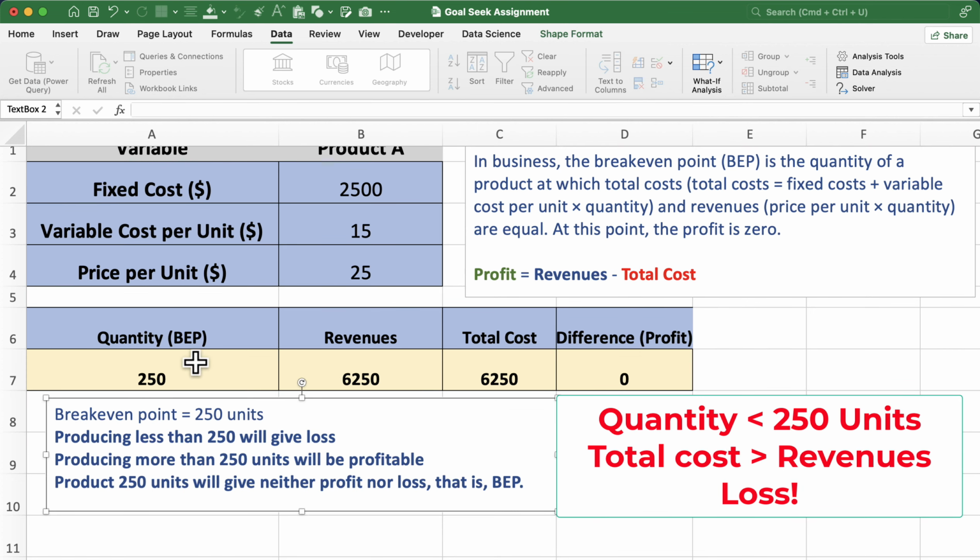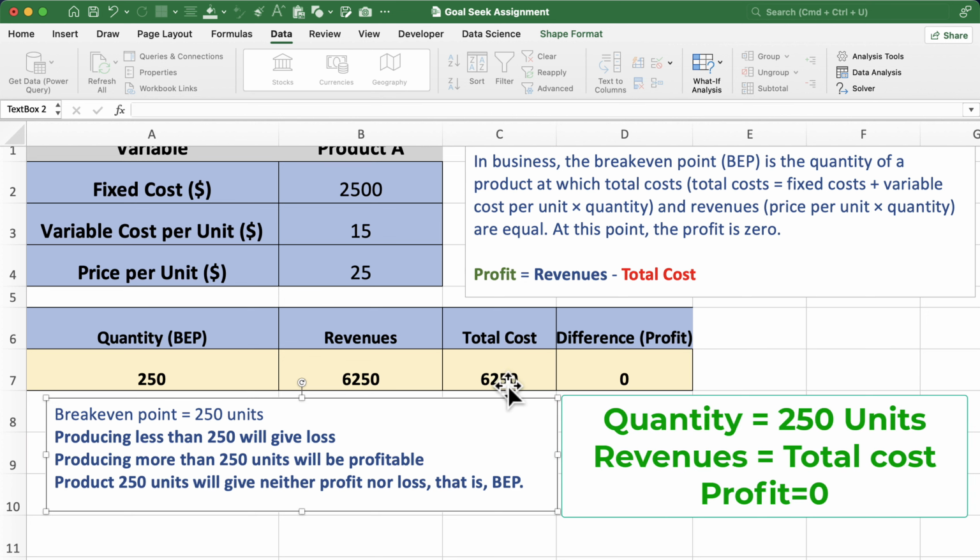Producing less than 250, for example, if you produce 249 units, in that case total cost will exceed revenues. It will give you loss. Producing more than 250 units, for example 251 units, you will get small profit. However, if you produce exactly 250 units, it would give neither profit nor loss, and that is the definition of break-even point.